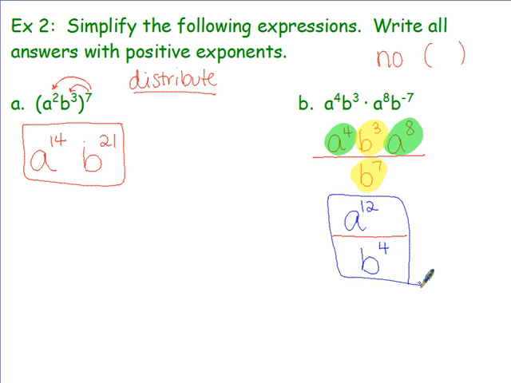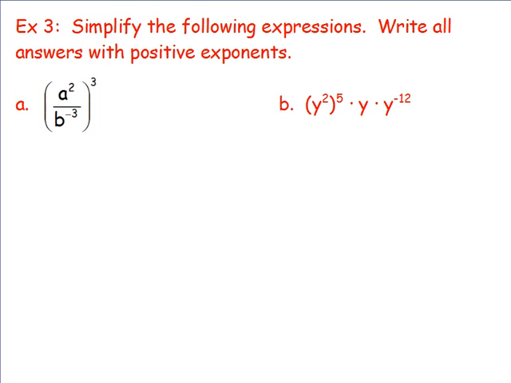So let's try some more. We're going to keep trying examples because these are definitely tricky. So let's take a look at A. What do you see right away? I see parentheses. What do parentheses mean? Distribute. So I'm going to distribute this 3 to both large guys, to both the A and the B.